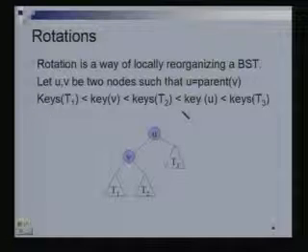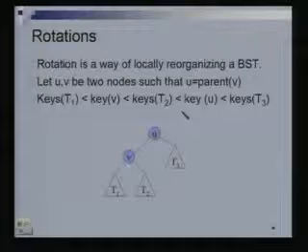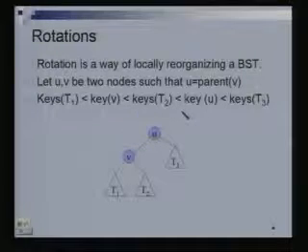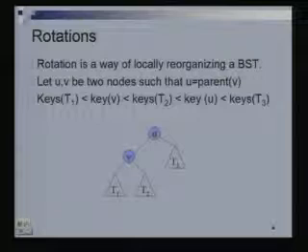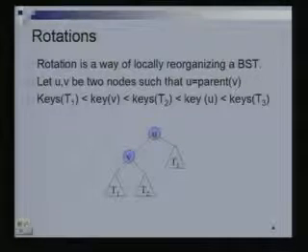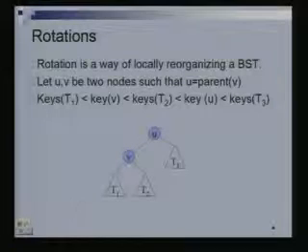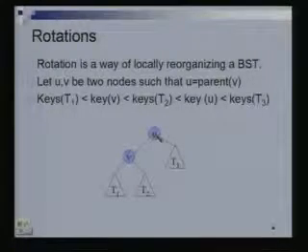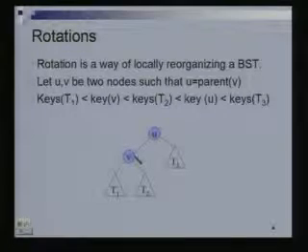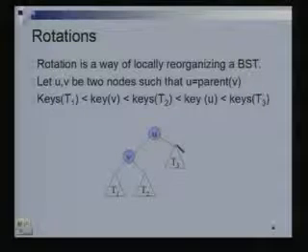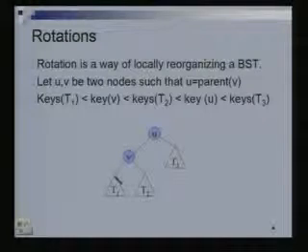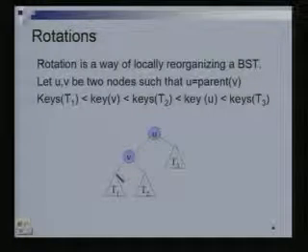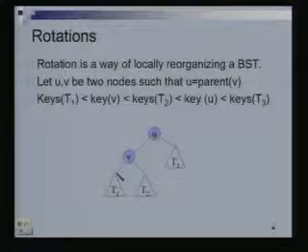Okay, so let us first understand what a rotation is. In the previous slide I used this term rotation. What does rotation mean? A rotation is a way of locally reorganizing a binary search tree. So this is part of my binary search tree. This could be a huge tree, I just consider a part of it. U is one node, V is its child, and these are some subtrees. This is the subtree rooted at the right child of U, this is the subtree rooted at the right child of V, this is the subtree rooted at the left child of V. This could be a null tree, no node, or could be a huge tree, I do not care.